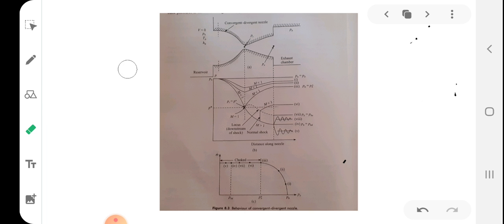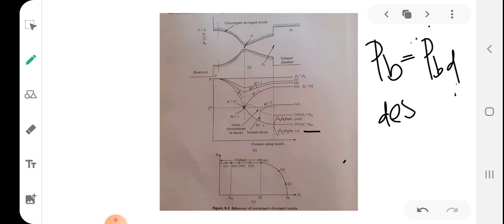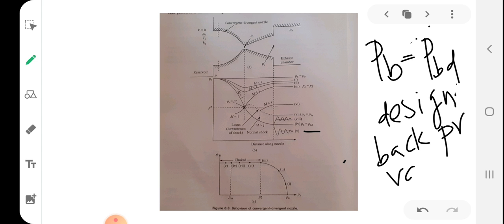So now, after the third case, I am reducing the back pressure to this fourth value. The fourth value, PB, is reduced to a very low value called PBD. This PBD is nothing but the design value. This PBD is termed the design back pressure value. So I have reduced PB to PBD.